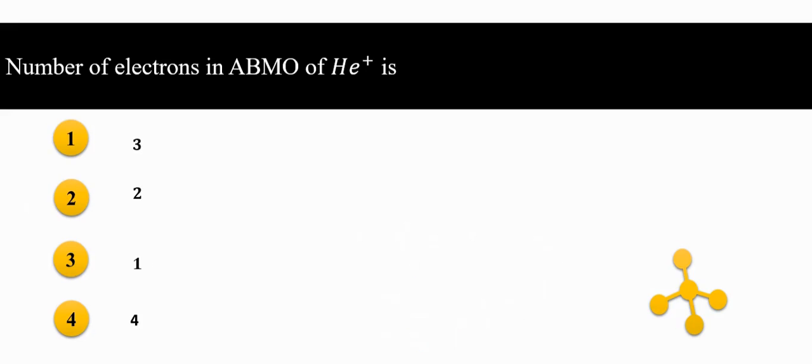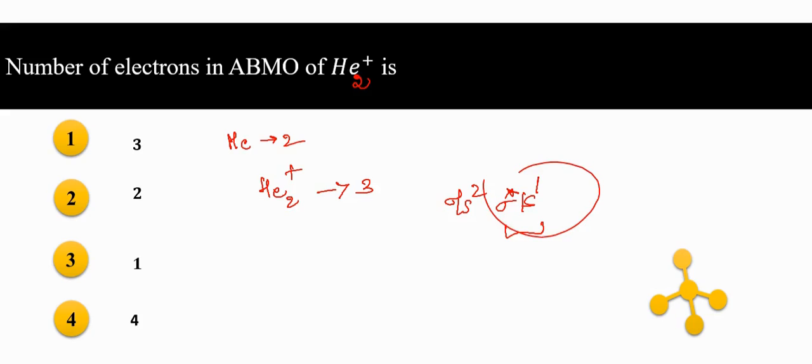Okay. Here we have our last question of today's lecture. That is the number of electrons in the antibonding molecular orbital of He2 plus. Can you calculate, students? First, the helium atomic number is 2, so here it is He2 plus, so it will be 3 electrons. So sigma 1s has 2, sigma star 1s has 1. So how many electrons are there in the antibonding orbital? Only one electron. So the correct option is the third one. Okay, so only one electron is present in the antibonding molecular orbital.